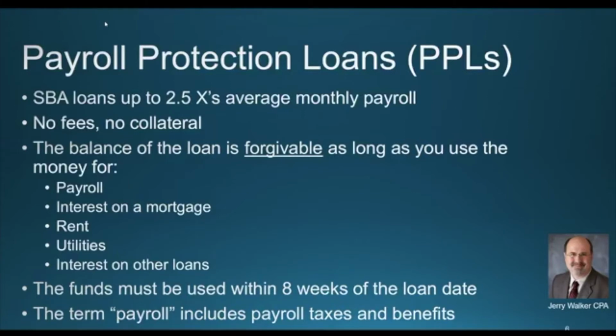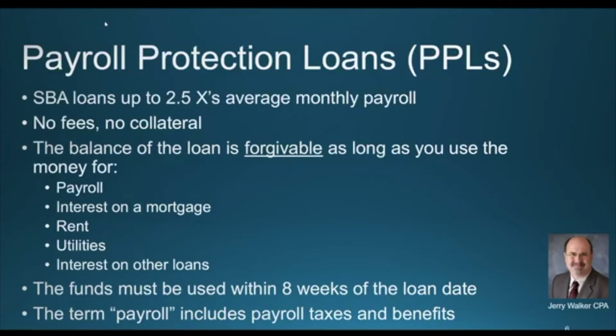Now, if I stopped right there, you'd say, Jerry, we're opposed to borrowing money. And I understand that. I'm opposed to borrowing money too. But this is a very unique situation. So bullet point number 3, the balance of the loan is forgivable as long as you use the money for payroll, interest on a mortgage, rent, utilities, interest on other loans. And you read that right, it is a forgivable loan. So as long as you can later prove that you spent the money on these items, the balance of the loan goes away and you don't owe it anymore.